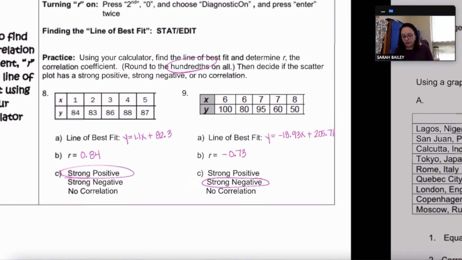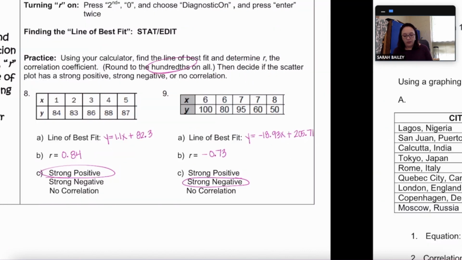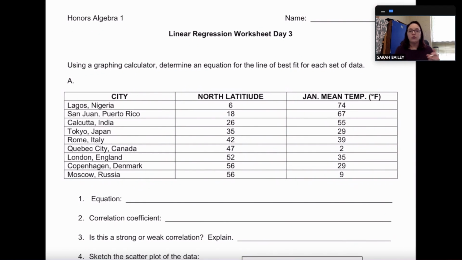Okay, let's go to our next page. Okay, so this next page just includes some more information that we have here for this.